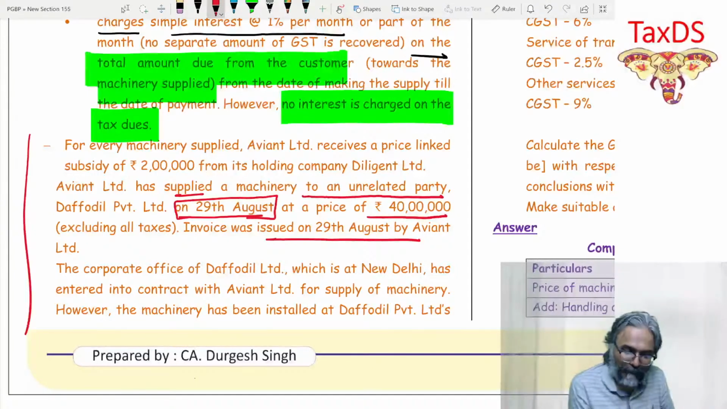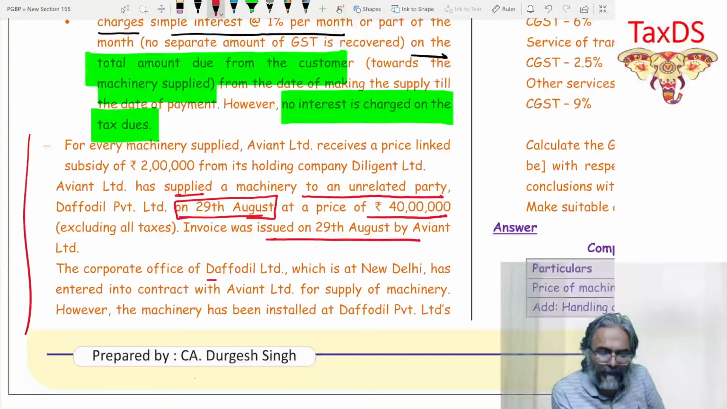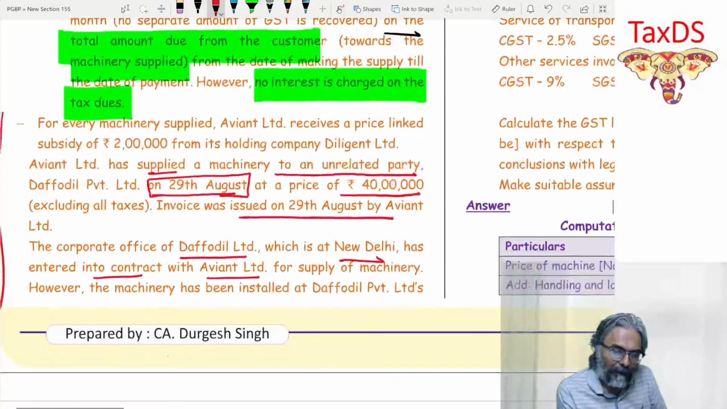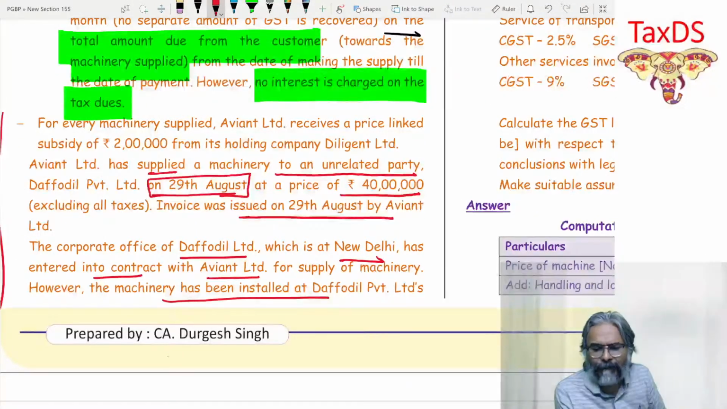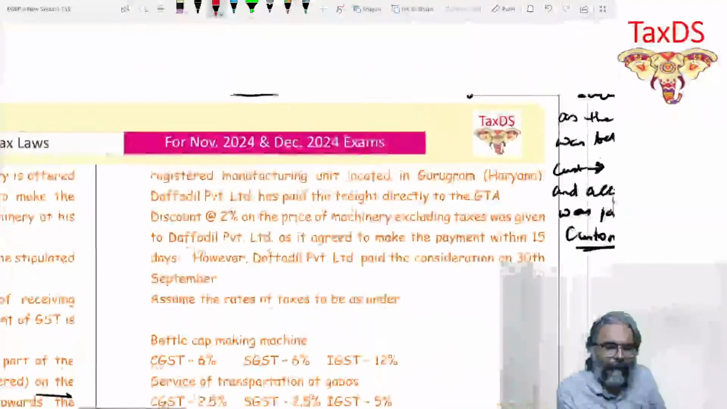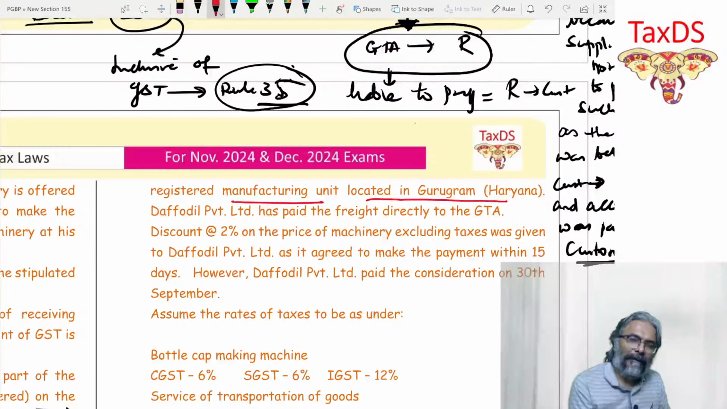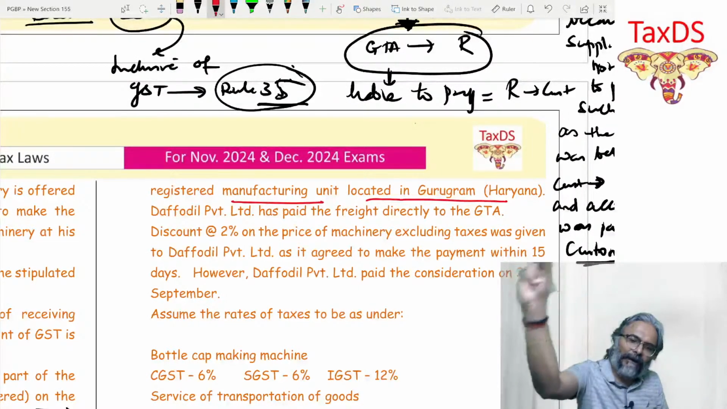That's the beauty of this question. The corporate office of Daffodils Limited, which is at New Delhi, has entered into contract with Avient Limited for supply of machinery. That is the corporate office. However, the machinery has been installed at Daffodils Private Limited. Registered manufacturing unit is located in Gurugram, Haryana. So where was the machinery installed? In Gurugram, Haryana.